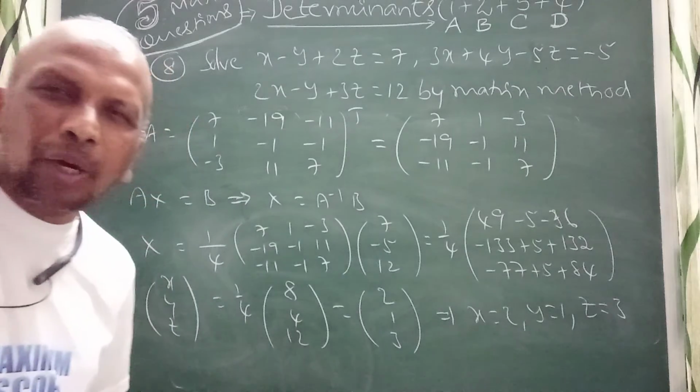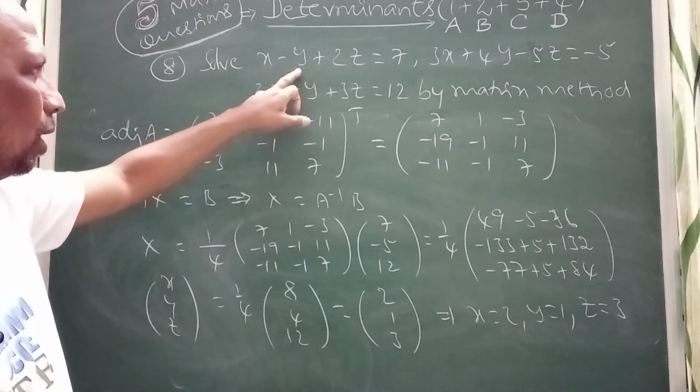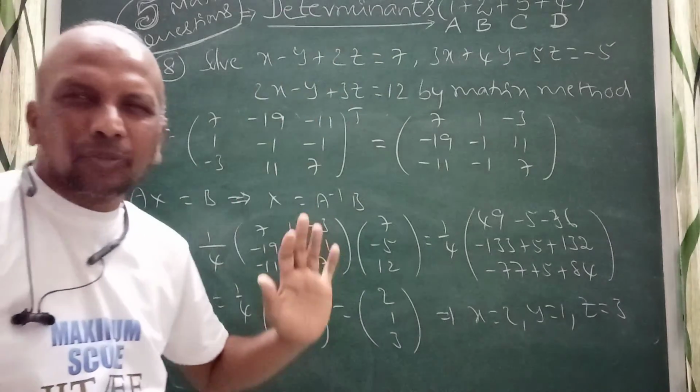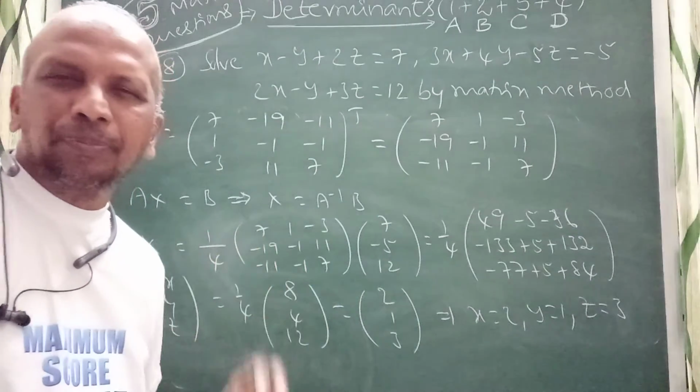After solving, you can also verify. Substitute the values: 2 minus 1, 1, 1 plus 6, 7, it satisfies. Then this will be the problem, right? This is your final answer.